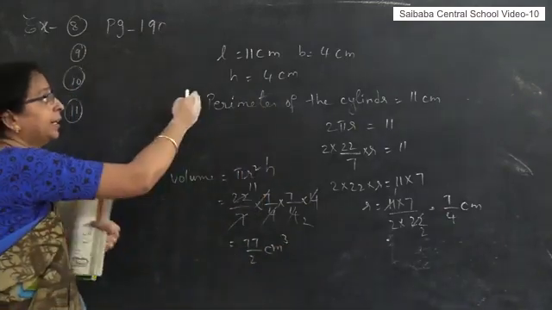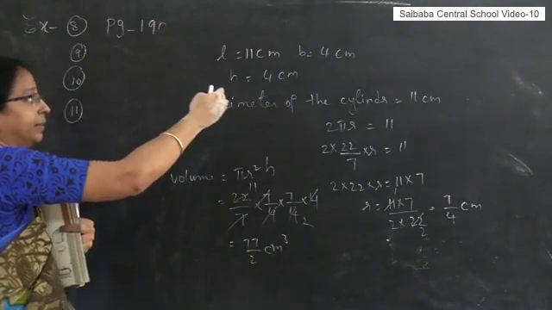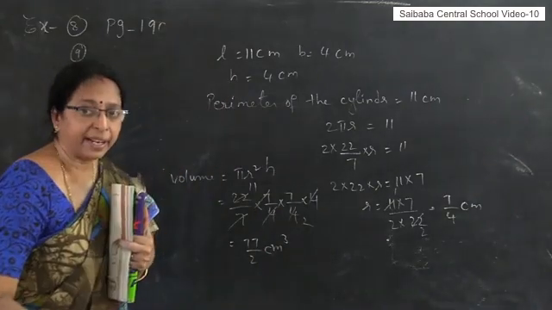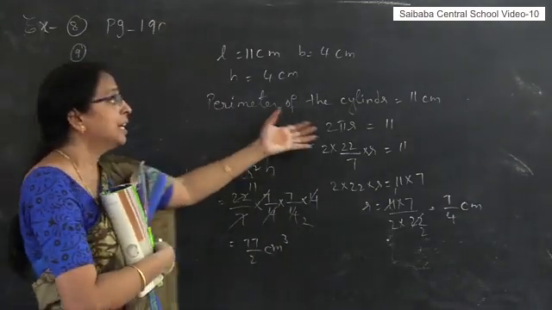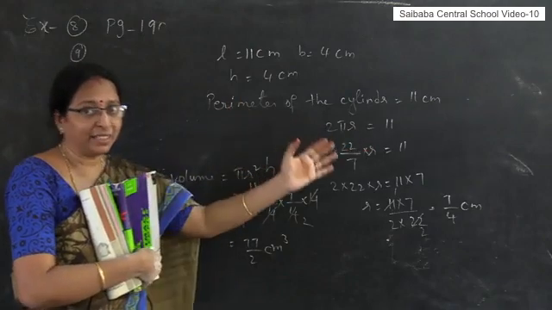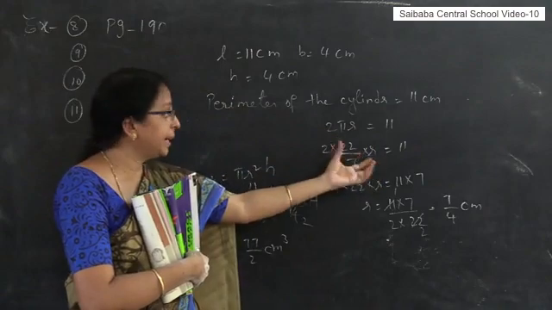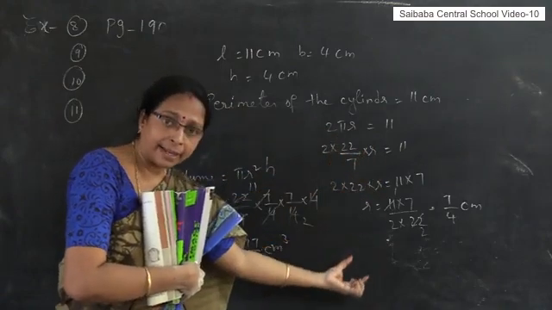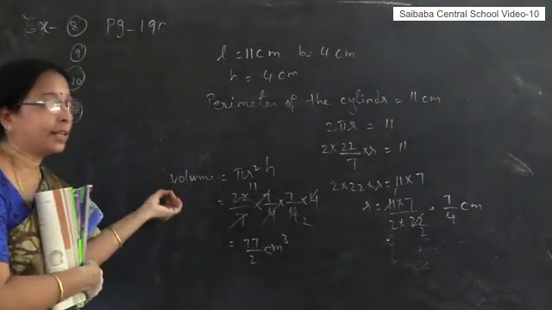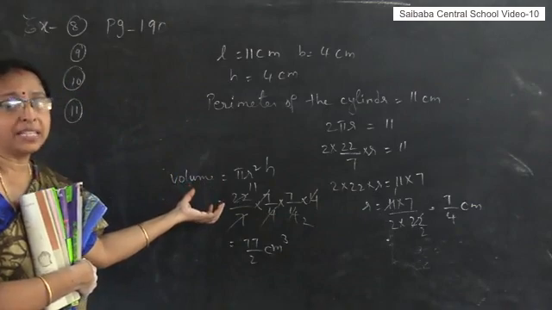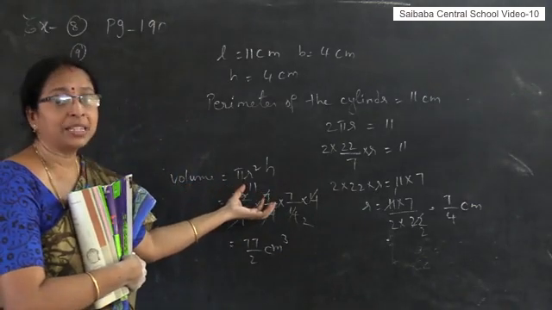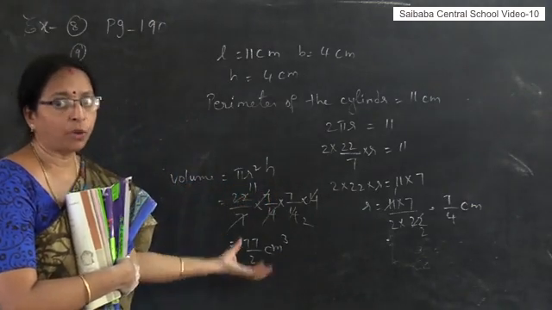So here they gave length and breadth and height. First we have to find out the radius. For finding the radius, here we know that perimeter of the cylinder or circumference of the cylinder is 2 pi r, that is 11 centimeter. From that find out what is the radius. By using the radius, find out what is the volume of the cylinder, that is by using the formula pi r square h, find what is the volume.